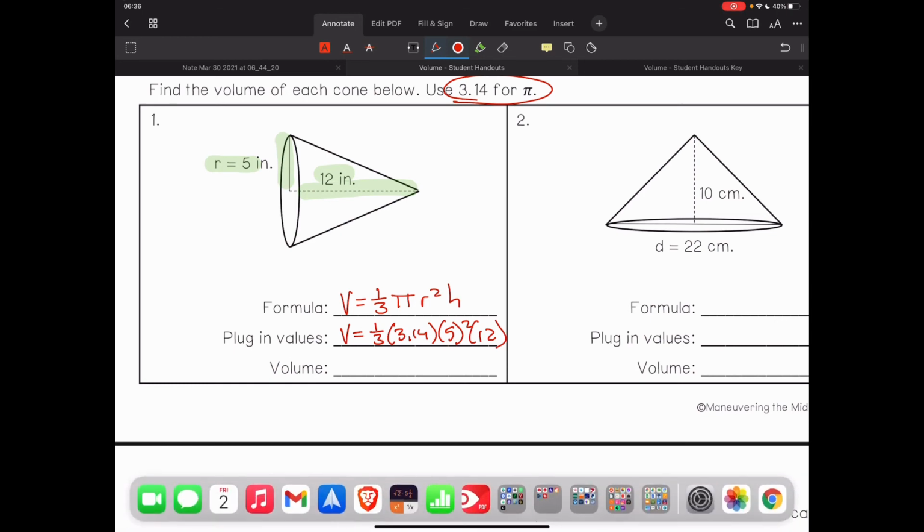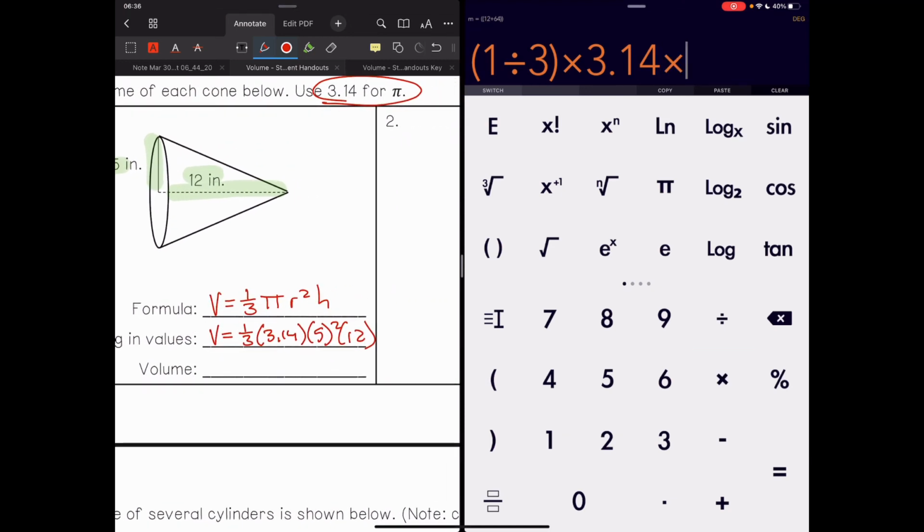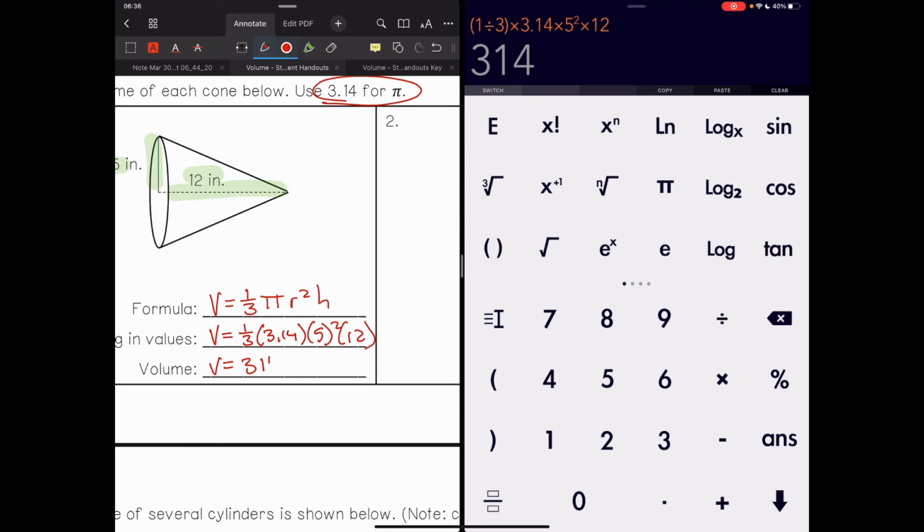So let's do this on our calculator now. I'm going to start with the 1/3, and the way that I'm going to do that is I'm going to use a parenthesis. I'm going to do 1 divided by 3. So this is telling the calculator we want to use 1/3. We're going to multiply it by 3.14, and we're going to multiply it by 5 squared, and we're going to multiply by 12. And we get a nice whole number here of 314. And we need to include the label, which is inches cubed.